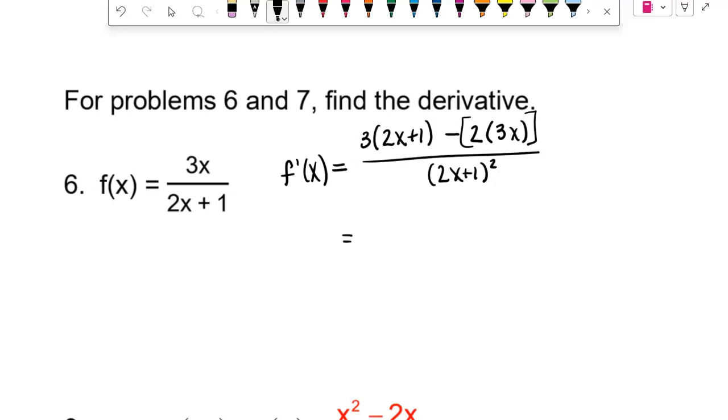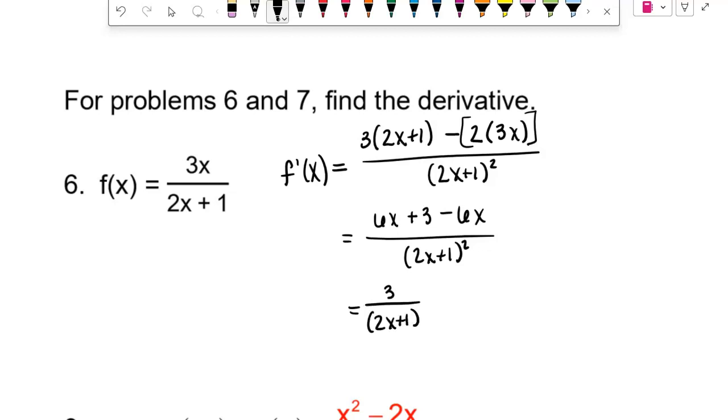So let's see, we're going to expand this a little bit. So we've got 3 times 2x, which is going to be 6x, and 3 times 1. And then we've got minus 6x all divided by the 2x plus 1 squared. The 6x subtracts from the 6x. And then we've got 3 all over 2x plus 1 squared, and that's my final answer.